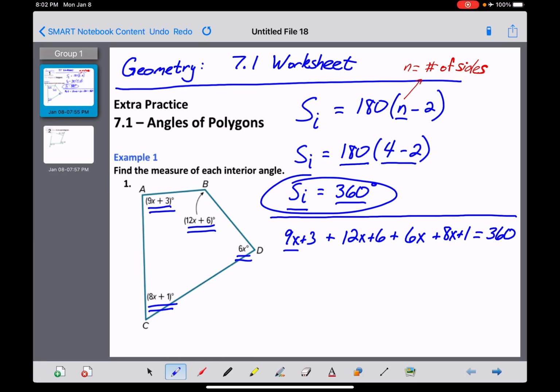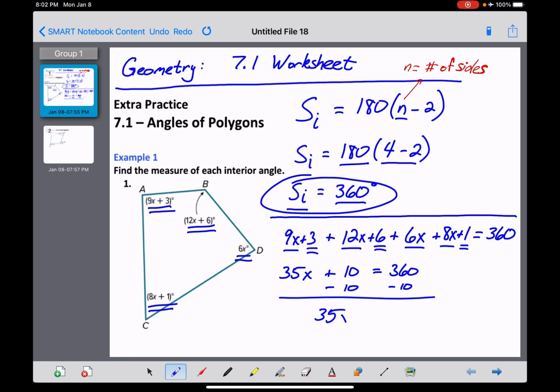Combining like terms, 9x, 12x, 6x, and 8x. Let's see, that's a 21 and a 14, so I believe that's going to make 35x. And then combining like terms, we've got a 3 and a 6, that makes 9, plus another 1 is 10. So 35x plus 10 is going to equal 360 degrees. We'll subtract that 10 from both sides. I see where this is going now. We're going to get 35x is equal to 350.